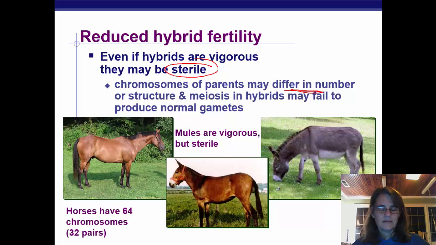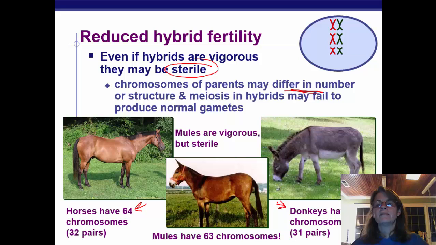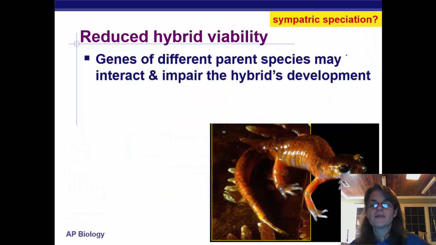Okay. This further explains that horses have 64 chromosomes, 32 pairs. Donkeys have 62 chromosomes, 31 pairs. Mules have 63 chromosomes. It's an odd number and does not work well when meiosis happens. Okay. Yeah, that's illustrating why that doesn't work well. You have that odd chromosome that has no partner to match up with. So when they go to split, there's not the right number of chromosomes.